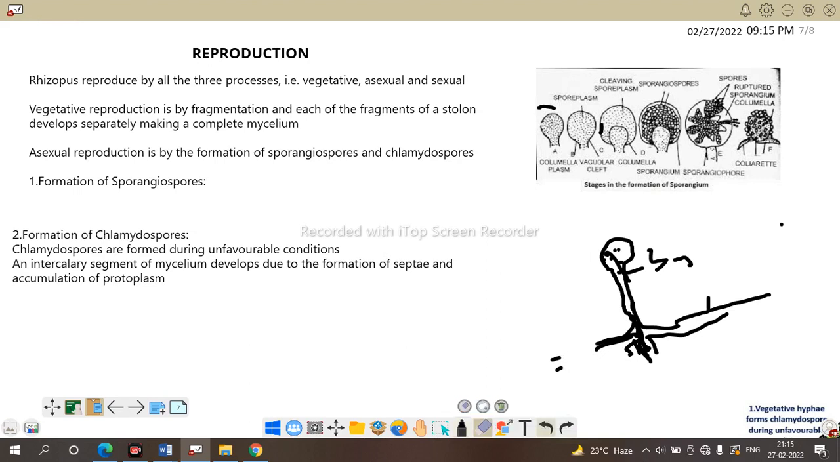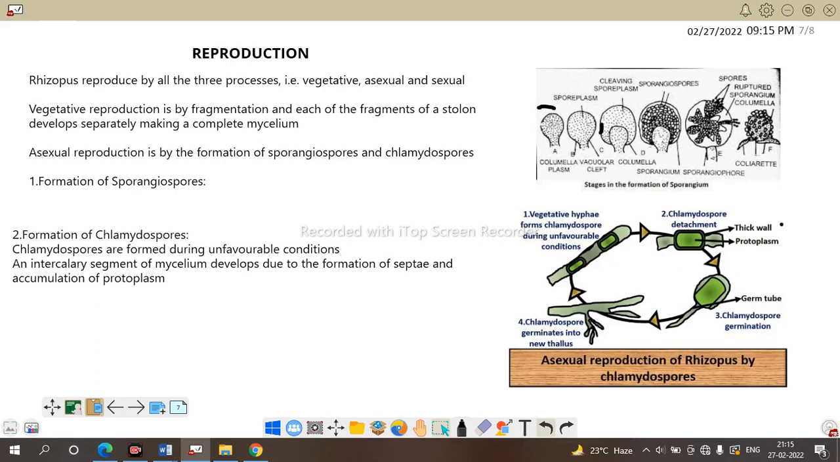Okay. Next is chlamydospore. Formation of chlamydospore. Sporangia are formed under favorable condition, but chlamydospores are formed during unfavorable condition. During unfavorable condition, thick-walled nutrient-rich intercalary mycelium is segmented by septation. As we know, Rhizopus is coenocytic, meaning it doesn't show any septation, any partition in the mycelia, but under unfavorable condition it shows septation.